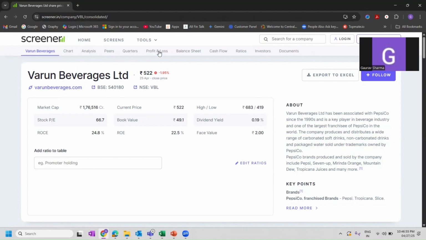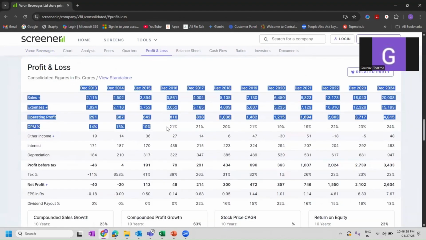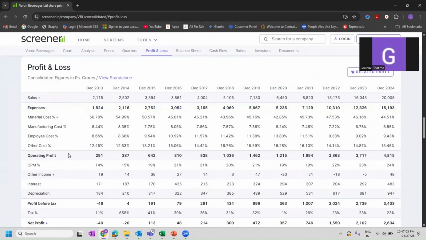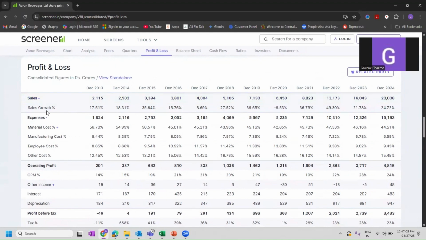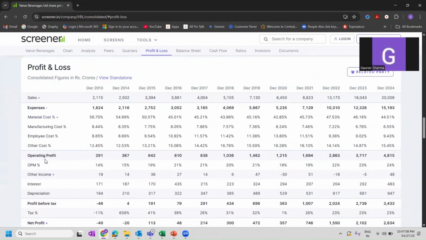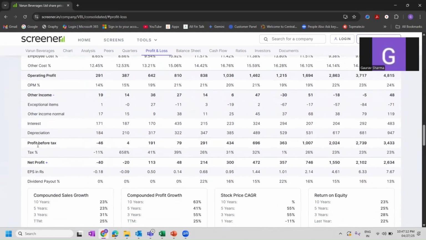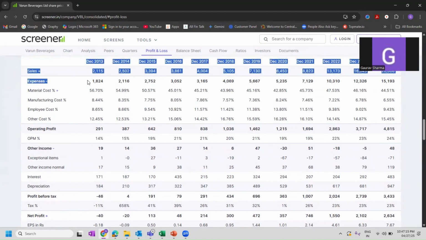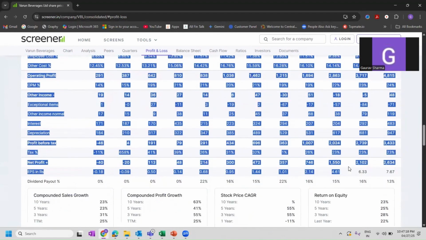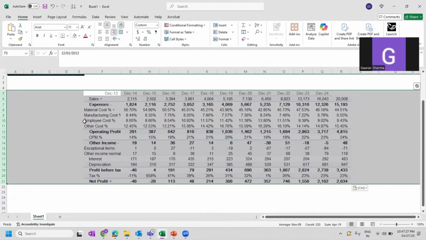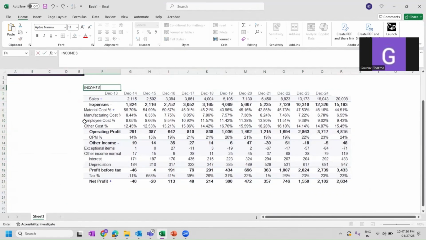So we'll go to the profit and loss. We'll copy all of it. Maybe expenses if we want to expand. I don't think we need sales growth, getting profit, other income if we want to expand. Yeah. So let's now copy this data till here and paste it. So this is our income statement.